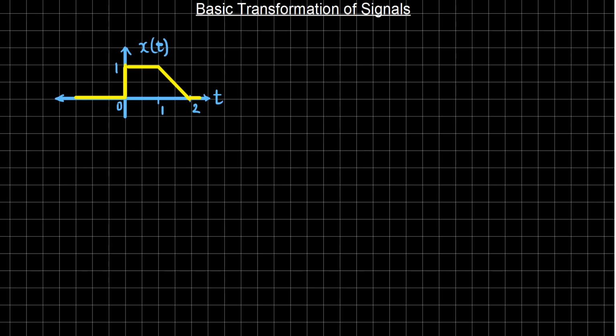Let's try to shift this signal, say for example, upwards by 1 unit. So the new signal will look something like this. Now this signal is being shifted upwards by 1 unit. So the new signal will take the value something like this.